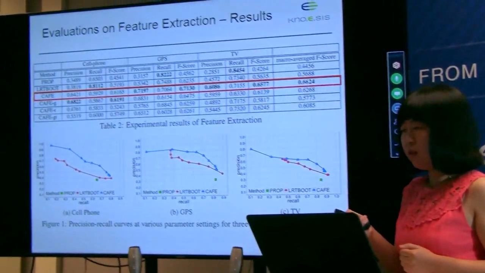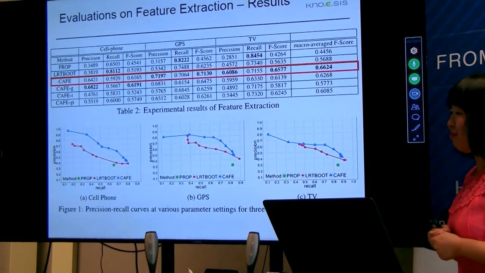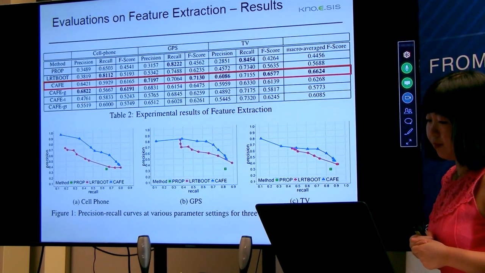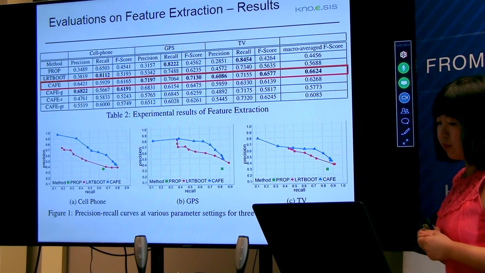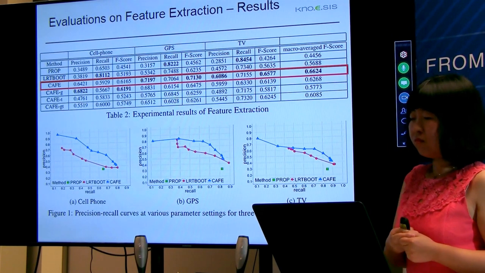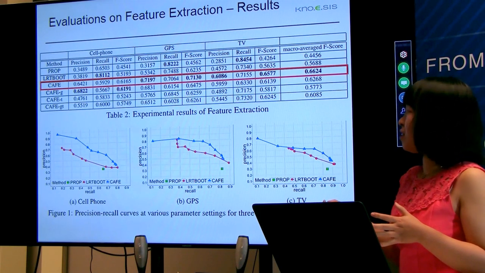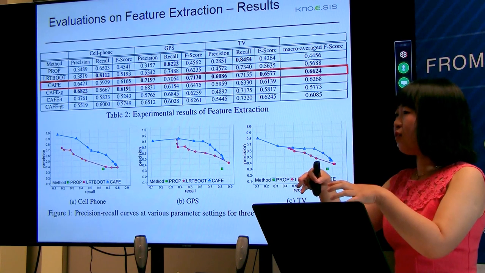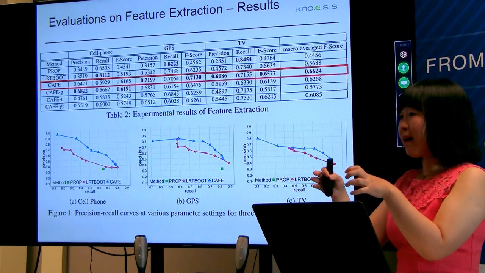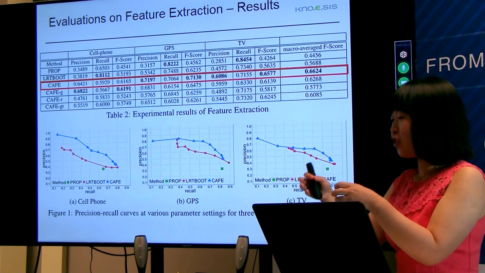So your F measures were better on some products and not as good on others. GPS looks pretty darn good, and cell phone is not as good. What's going on with that? I think it really depends on the data set itself. In some data sets, it might be harder to identify the features and aspects.